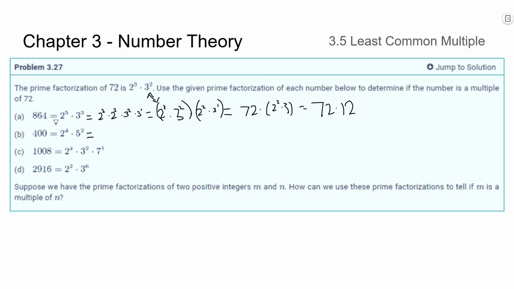Okay, so this next one here. So we have 2 to the 4th. Let's go ahead and pull out a 2 cubed. So 2 cubed times another 2. So we can get back to 2 to the 4th, right?